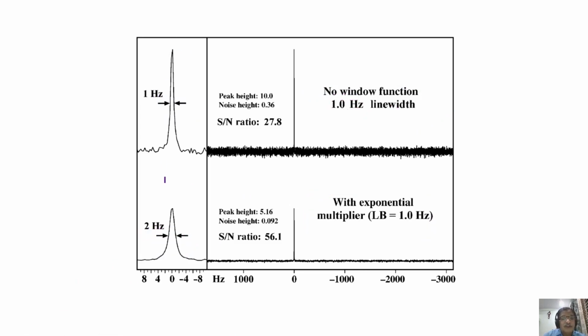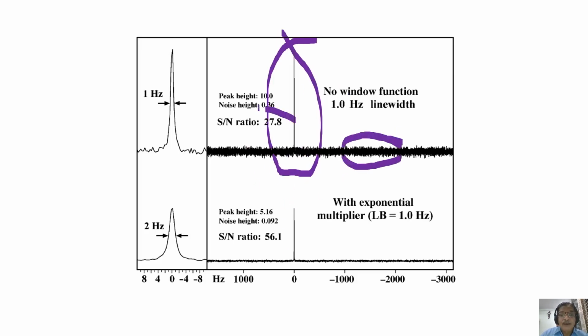But look at the signal to noise ratio. There was more noise here. This is the Fourier transform signal of this one. See the noise here; signal height is here. A lot of noise is present. You calculate the signal to noise ratio, and it turns out to be approximately 28.